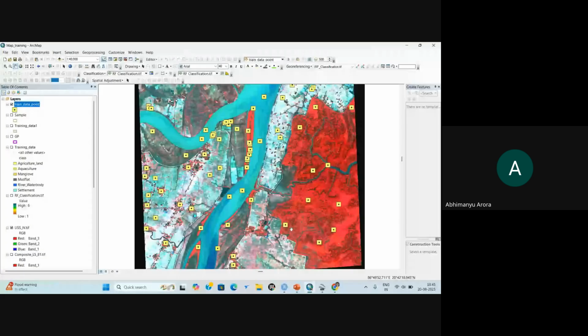In the first semester, we saw there is one plugin called semi-automatic classification. What is the difference between that and supervised learning? Semi-automatic classification?